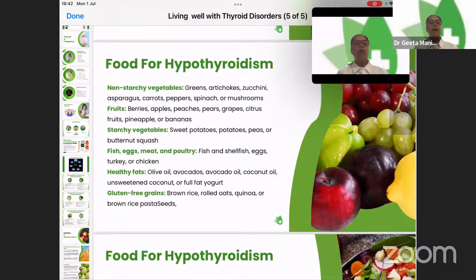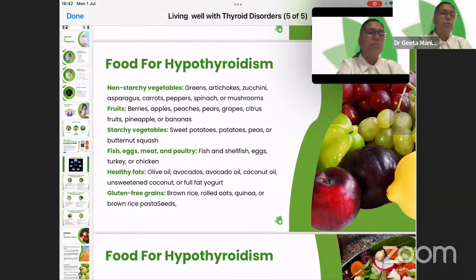Foods for hypothyroidism. These are good foods. Non-starchy vegetables like greens, artichokes, zucchini, asparagus, carrots, peppers, spinach, and mushrooms can be helpful. These are healthy foods for your thyroid. Berries, apples, peaches, pears, grapes, citrus fruits, pineapples, and bananas can help with reduction in thyroid hormone because they are all rich in B complex vitamins. That is one of the reasons as well.